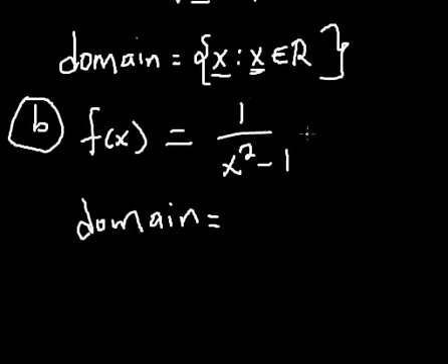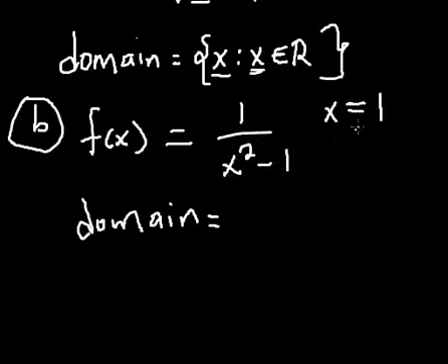But what will make this function undefined is when x is equal to 1. How do I mean? When x is equal to 1, I have 1 squared, which is 1. So 1 minus 1 gives me 0. In a situation like this, if x is equal to 1, then this particular fraction will not be defined. Why? Because the denominator of a fraction cannot be equal to 0.